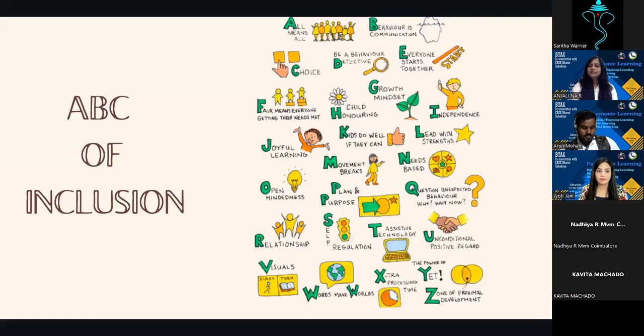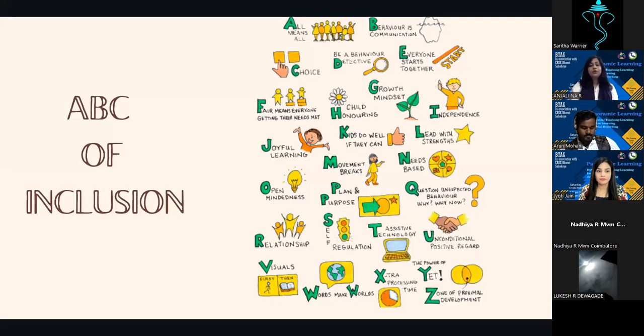Independence. Let the child be independent. Let the child take the responsibility of his or her learning. Make the child independent. J stands for joyful learning. Make your classrooms interactive. Use strategies to include each and every child.